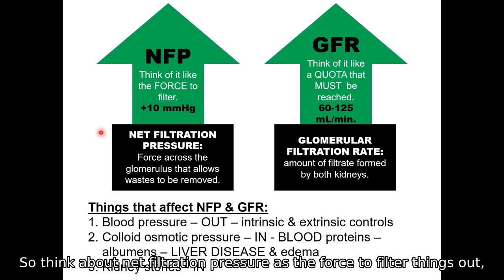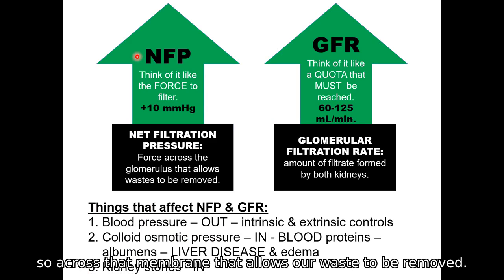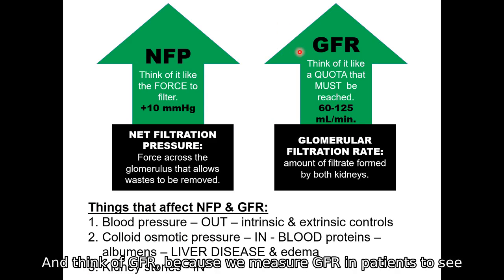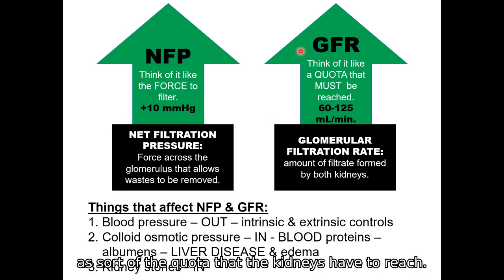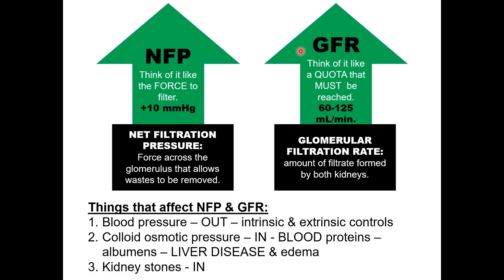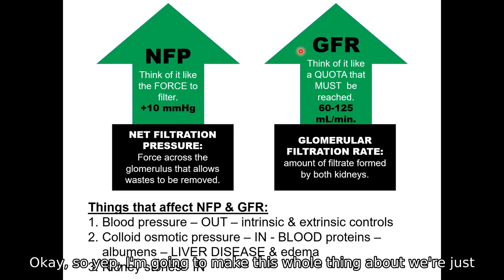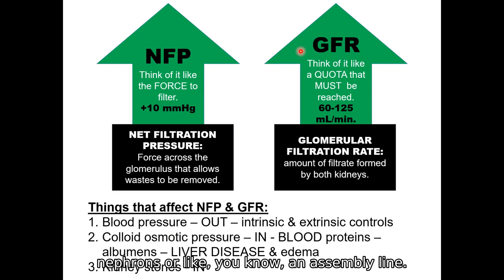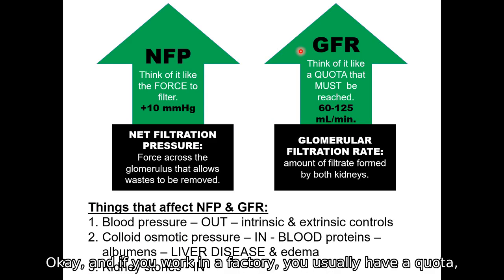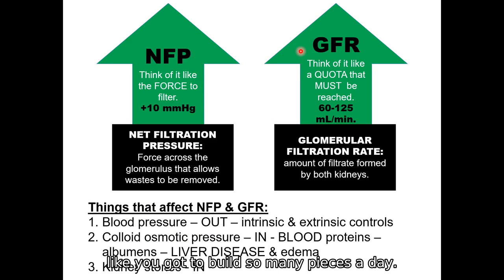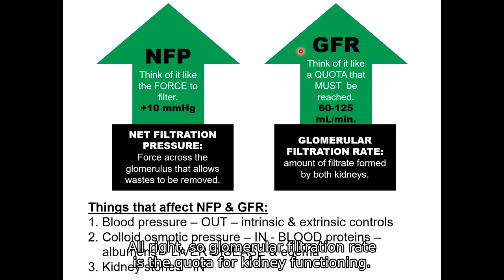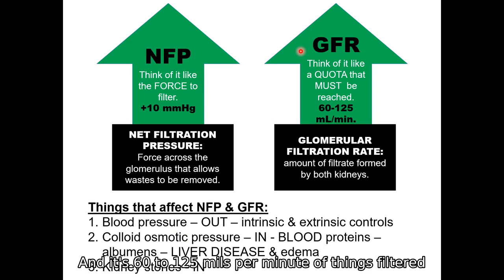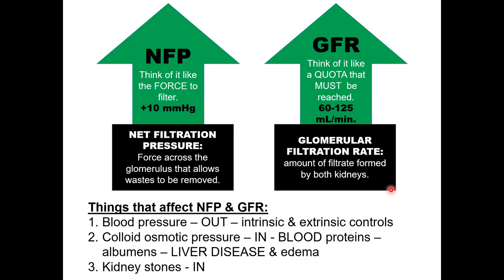Okay, so you can think about it this way. Think about net filtration pressure as the force to filter things out across that membrane that allows our waste to be removed. And think of GFR, because we measure GFR in patients to see if their kidneys are working, as sort of the quota that the kidneys have to reach. Okay, we're just going to imagine those little nephrons are like an assembly line. If you work in a factory, you usually have a quota, like you've got to build so many pieces a day. All right, so glomerular filtration rate is the quota for kidney functioning, and it's 60 to 125 mils per minute of things filtered out of the blood, and that's for both kidneys.